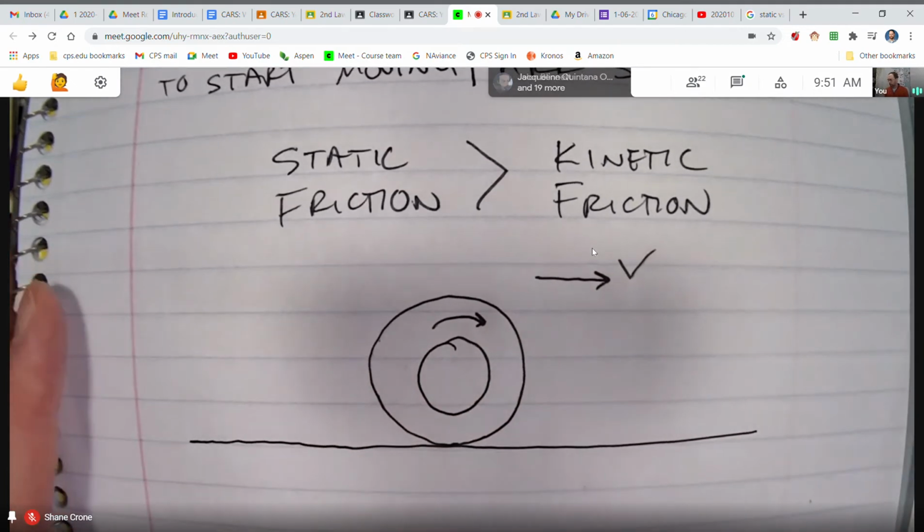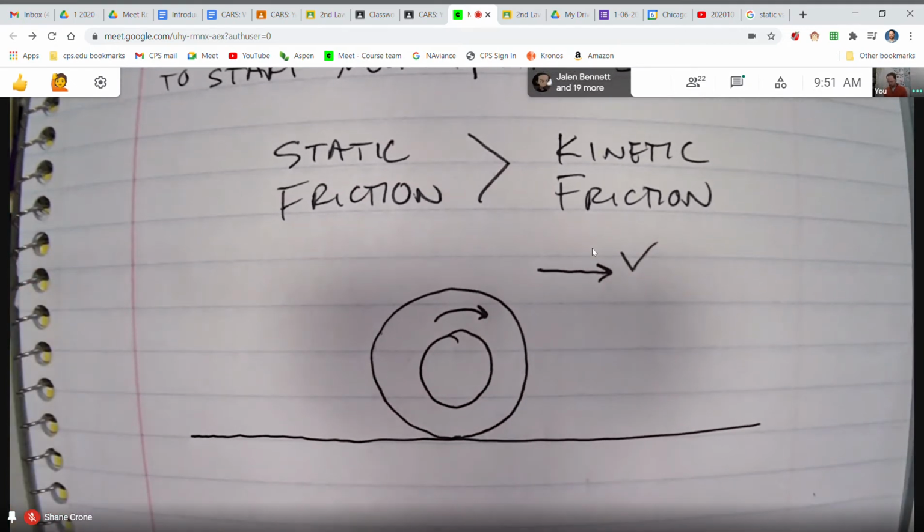Okay, so here's our car tire. Oh, perfect. I'm going to have just exactly the amount of time I wanted to have left.